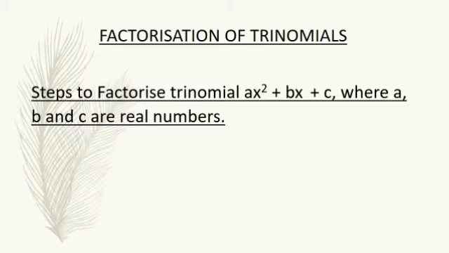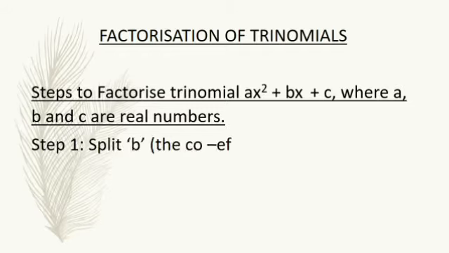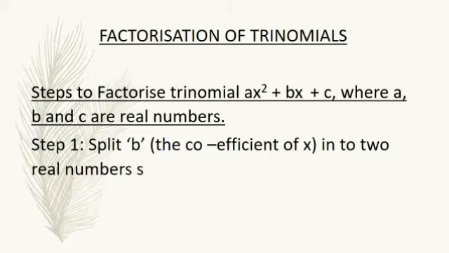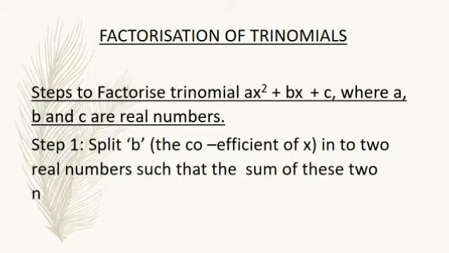Here we have the steps to factorize a trinomial. Step 1. Split b, the coefficient of x, into two real numbers such that the sum of these two numbers is b and their product is ac. In this step, we have to find two numbers. When we add them, we should get b, and when we multiply, we should get ac. And then split b into those two numbers.